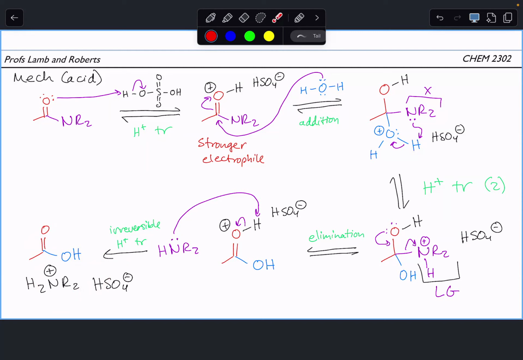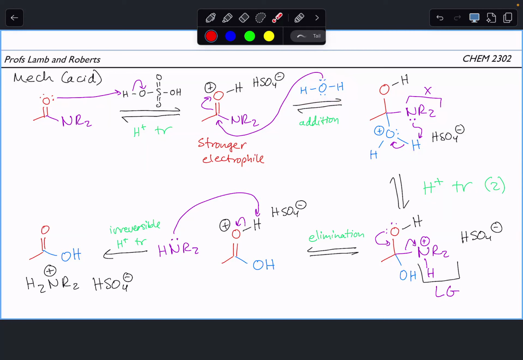So it's not different. I know it's a lot of steps. I know it can look intimidating. It's not different, right? We have our addition step. We have our elimination step. Everything else is proton transfers to get the charges to work out and to prep you for these steps, right? So we can't do addition until we make a stronger electrophile because we're under acidic conditions and this is not a strong enough nucleophile. So we do a proton transfer first.